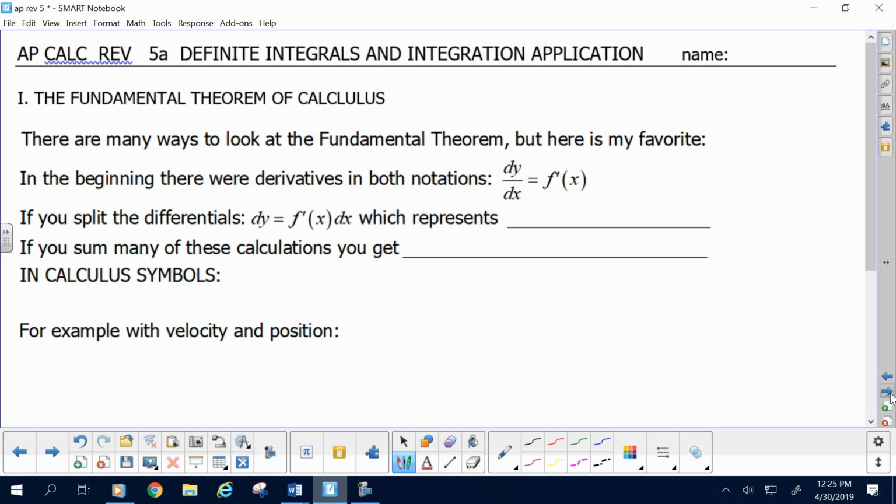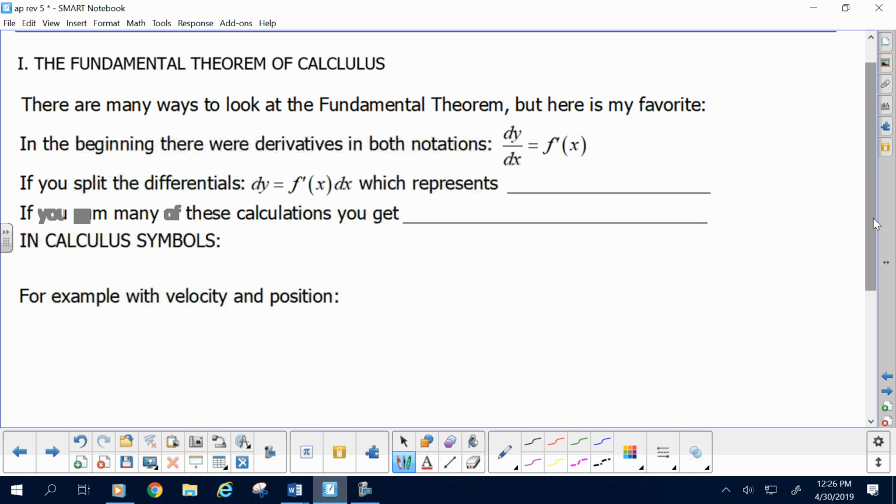All right. So then, anywho, the fundamental theorem of calculus, I could think of this a million different ways, but this is my favorite. Yes, I have a favorite. So in the beginning, there were derivatives, and we could say that Newton and Leibniz got together, although they hated each other, and they said, here, let's put our two notations together. Do you agree that the derivative equals the derivative? Yeah, good.